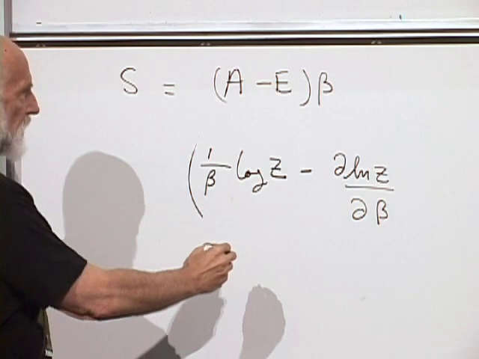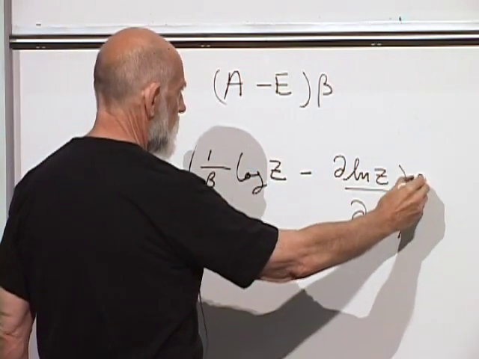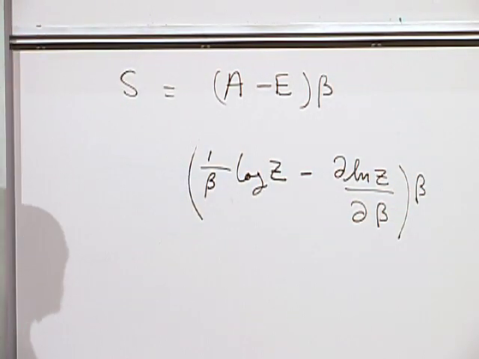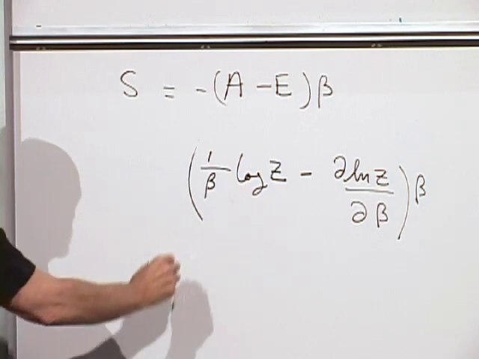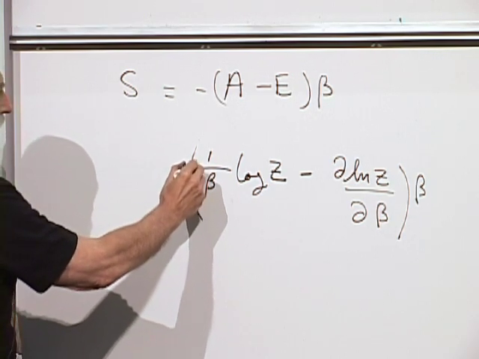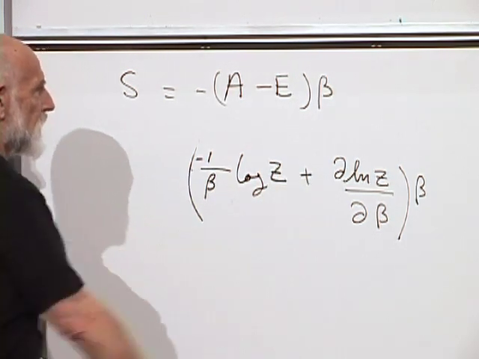All, I think, times beta, right? Is it E minus A or A minus E? E minus A? I can never remember. Okay.